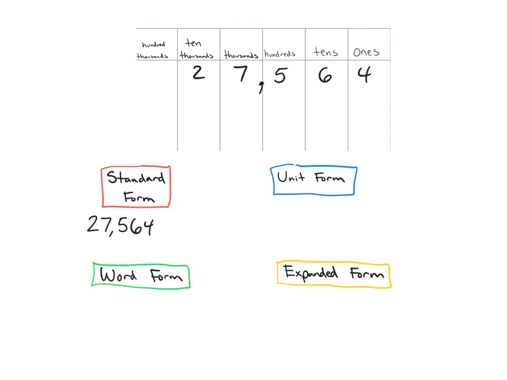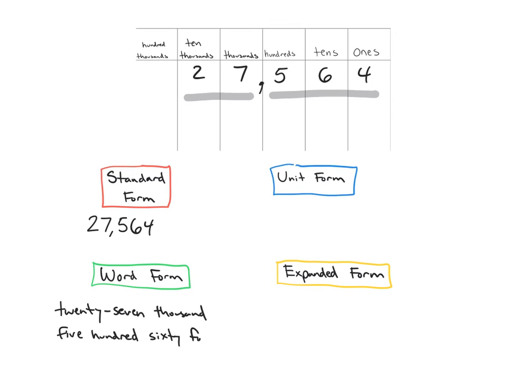And word form's also pretty easy to remember because it's just the way we read the number. So we just talked about how you read numbers up above, but now we'll read this one here. We have 27,564. In word form, we're just going to spell out all the words we just said. So I'm going to spell out 27,000, and then 564. So I know I can check my word form if I read it back, 27,564, and it looks like the number in standard form.